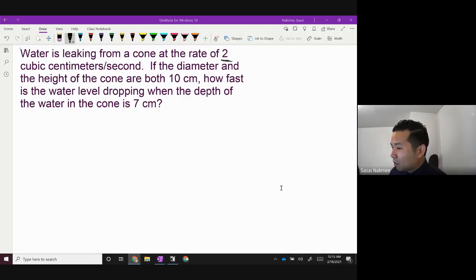Shirley has her cone tilted at a side and having it leak out that way. I like that, though. It does not specify that it's actually leaking out of the bottom. So you're drawing it so it leaks out that way. I like it, Shirley. It's a clever drawing.